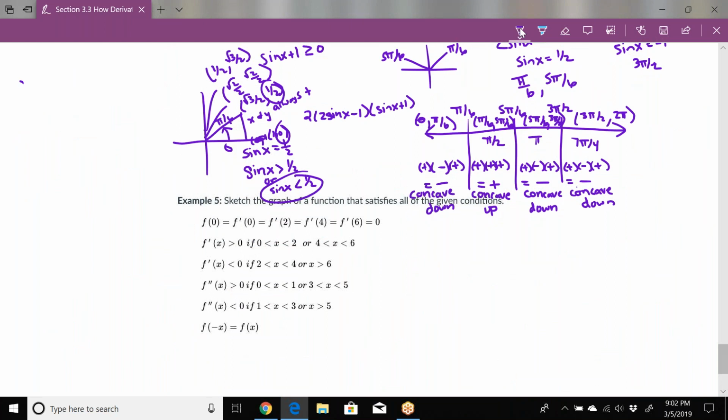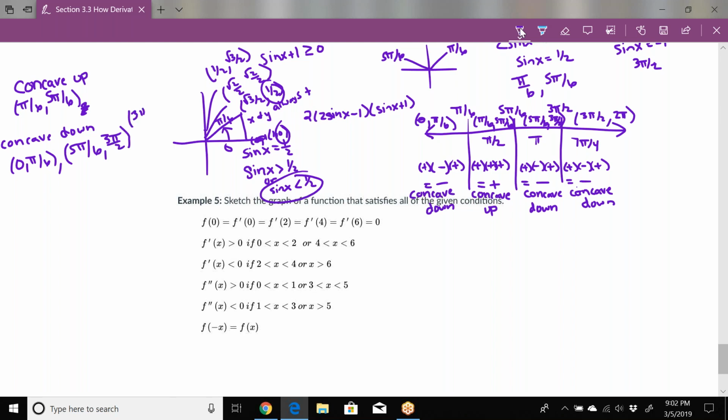So this function, f, is concave up on the following regions, from pi over 6 to 5 pi over 6, and that's it. That's the only one. Okay, we are concave down from 0 to pi over 6, from 5 pi over 6 to 3 pi over 2, and from 3 pi over 2 to 2 pi.